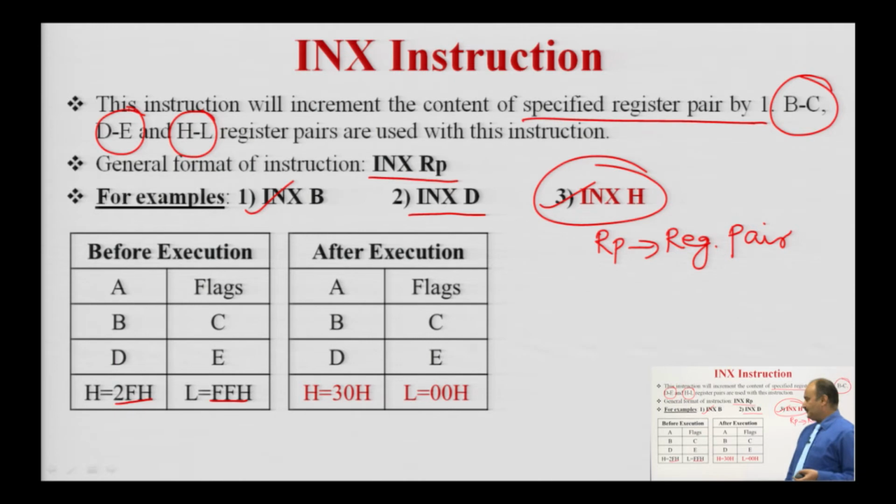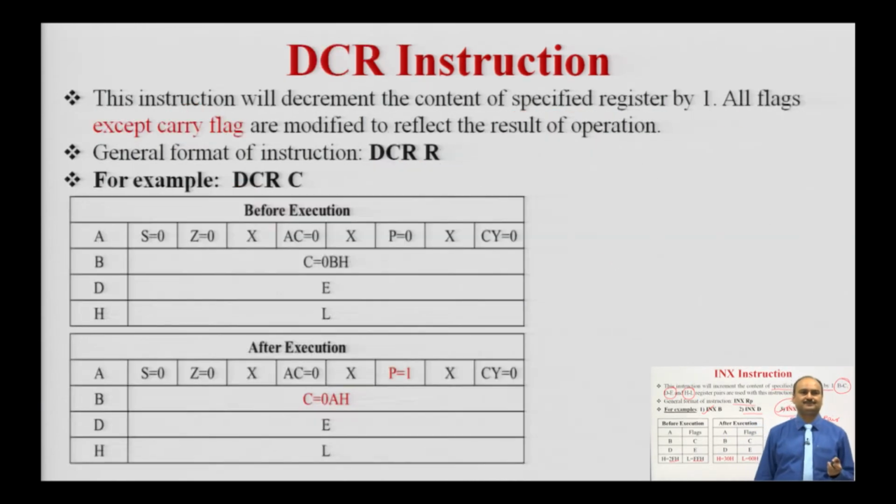So the content of the HL register pair is modified according to the result of the operation. Before the execution the content is 2FFFH. After the execution the content of H is equal to 30 and L is equal to 00. This is the modification before and after the execution of the INX H instruction, where the HL register pair is used.